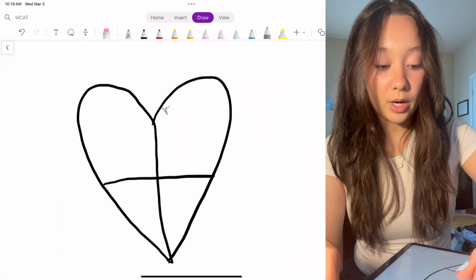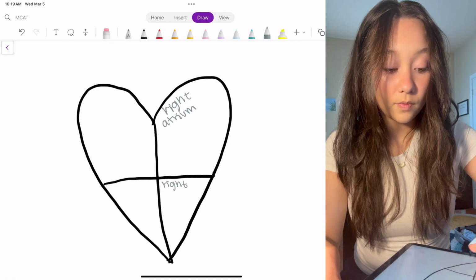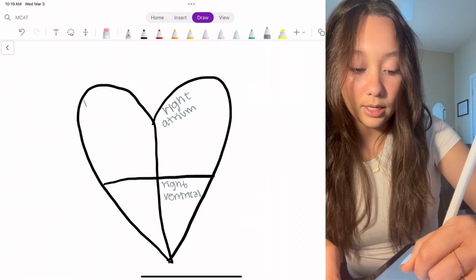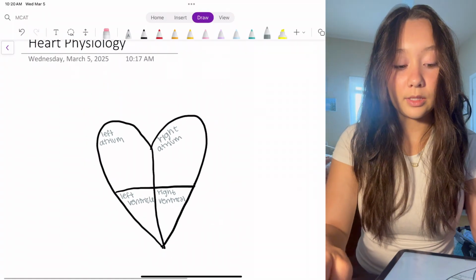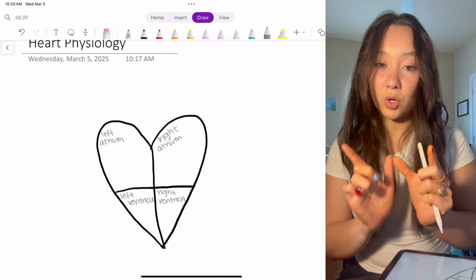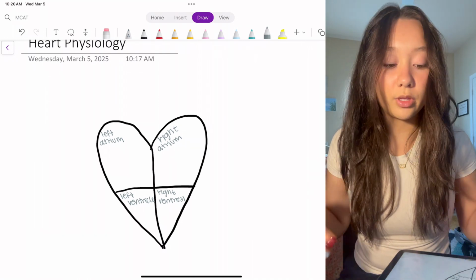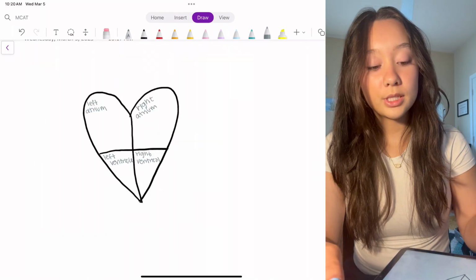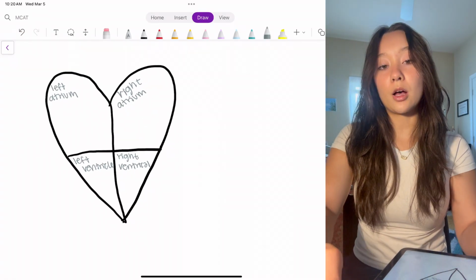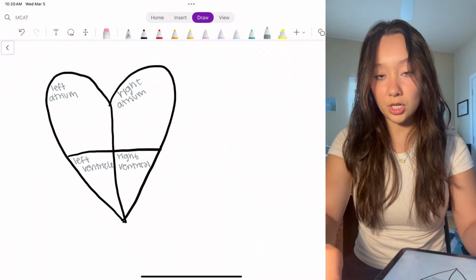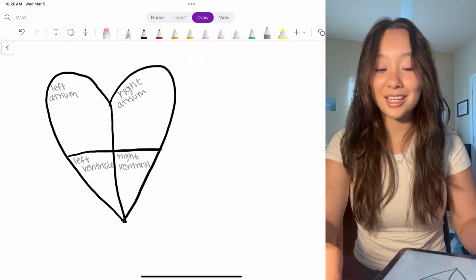So this is the right atrium, right ventricle. This is the left atrium, and this is the left ventricle. And I remember these bottom two kind of look like V's. So V ventricle, and then the other ones are the atrium. But first, let's label everything on the heart, and then we can talk about the pathway of oxygenated and deoxygenated blood throughout the heart.